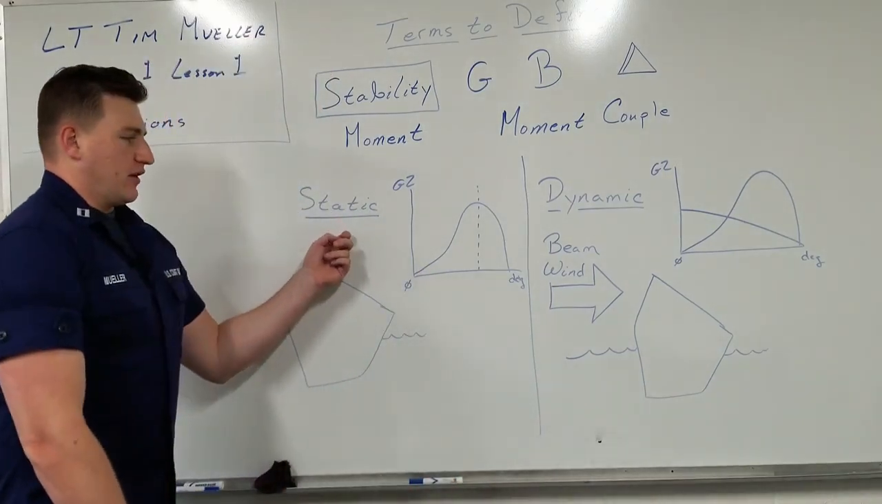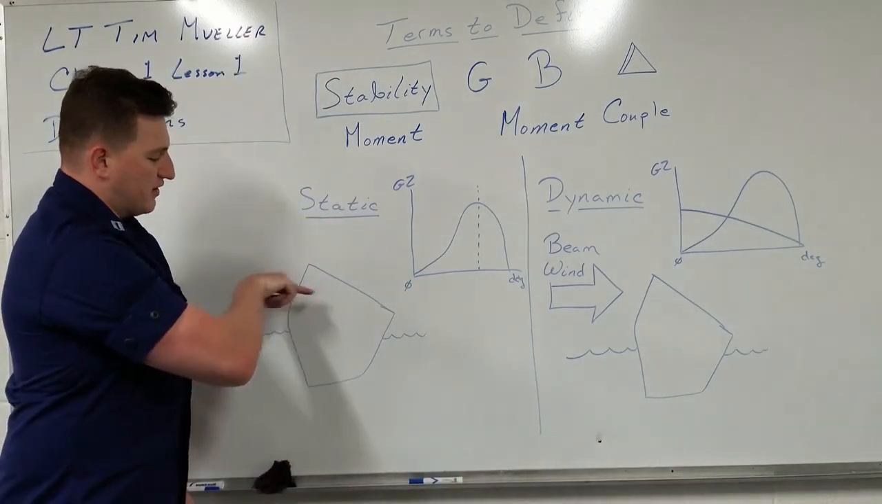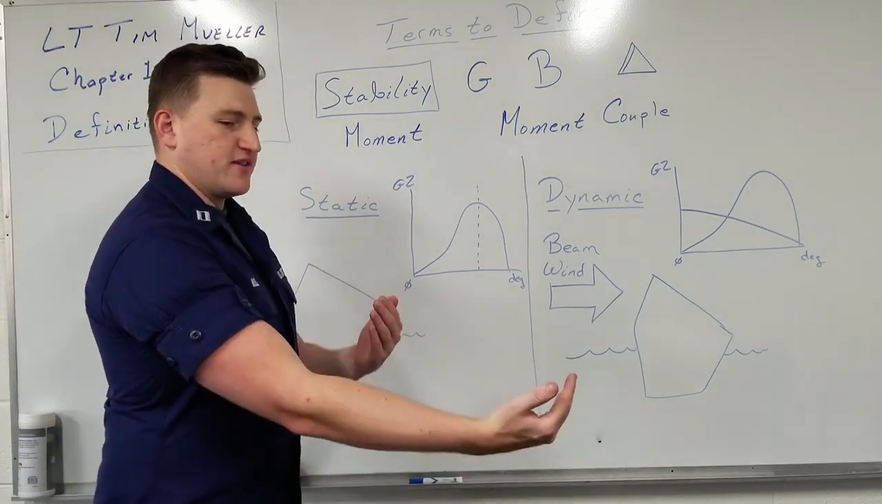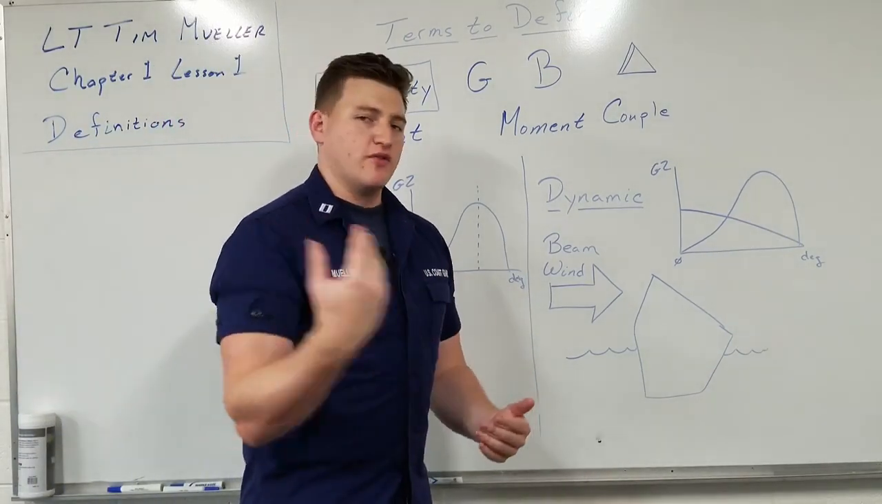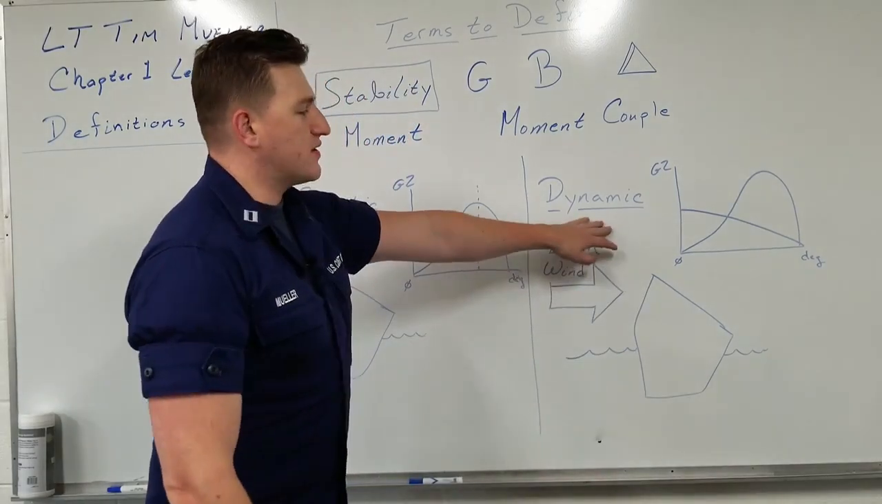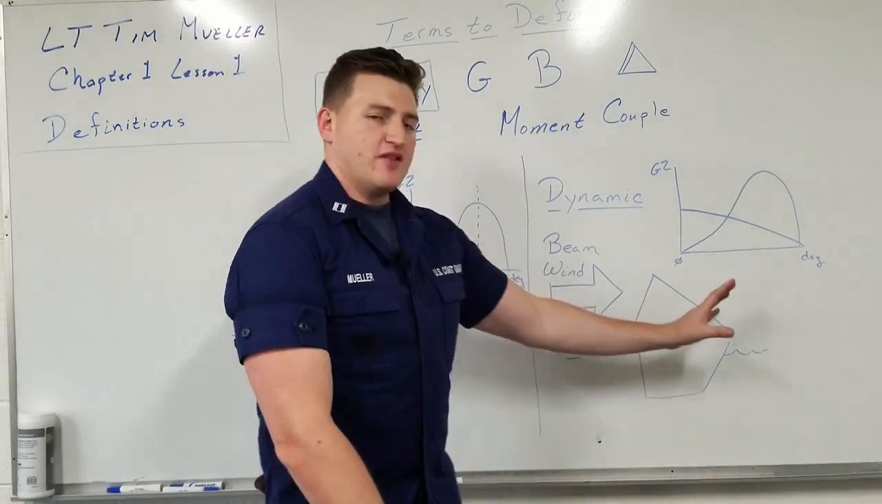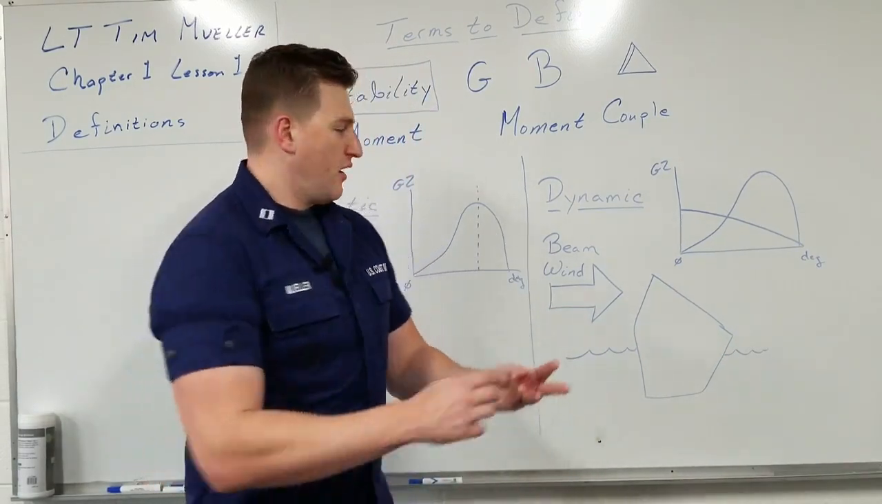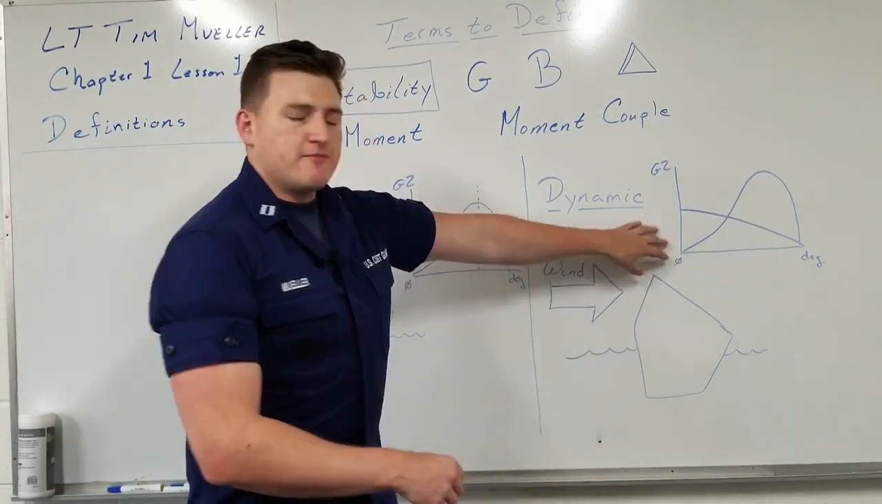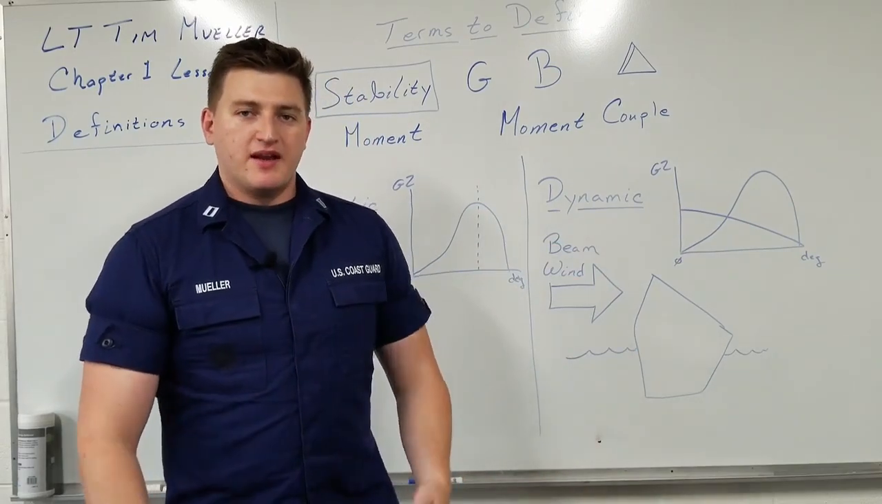However, in static stability, there's nothing forcing the boat over. So it's the tendency for the boat to just right itself in calm water with no wind around it. In dynamic stability, there is a force that's pushing it over. Like I said, beam wind, or putting the rudder over hard, or personnel crowding. So keep that in mind when we talk about static stability and dynamic stability.